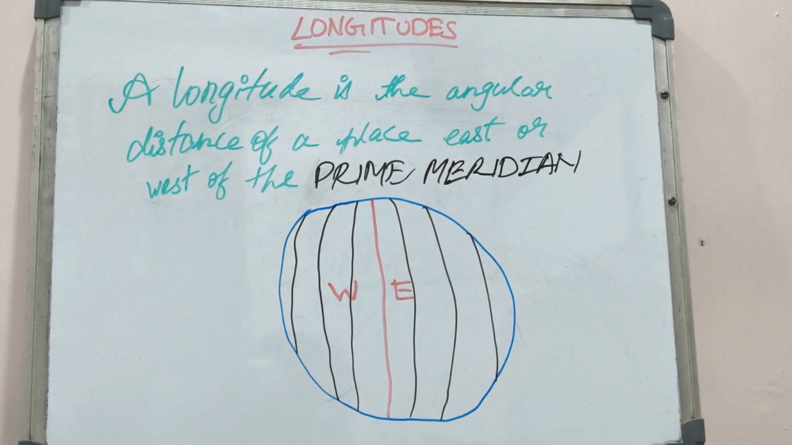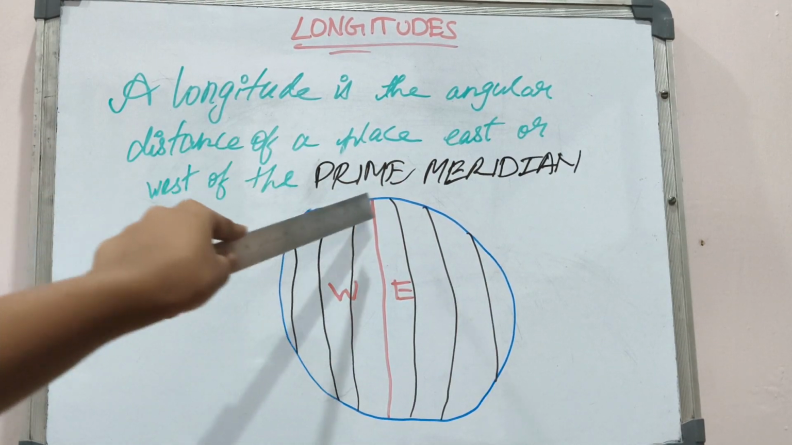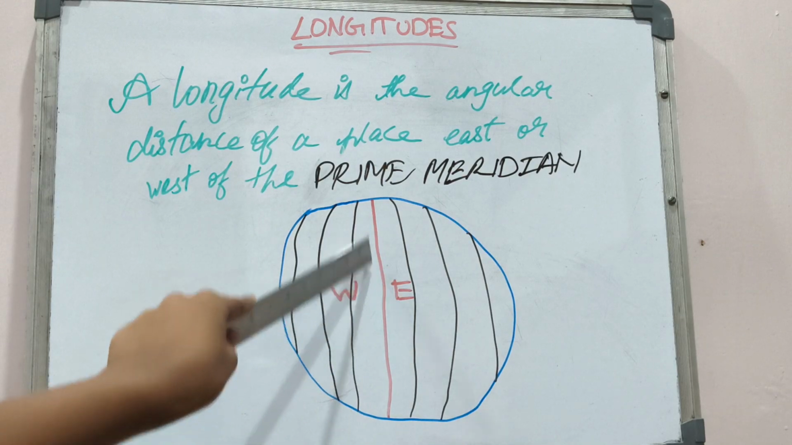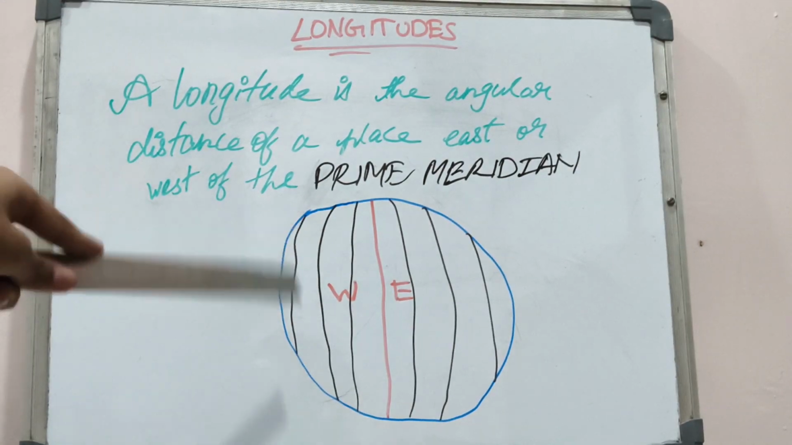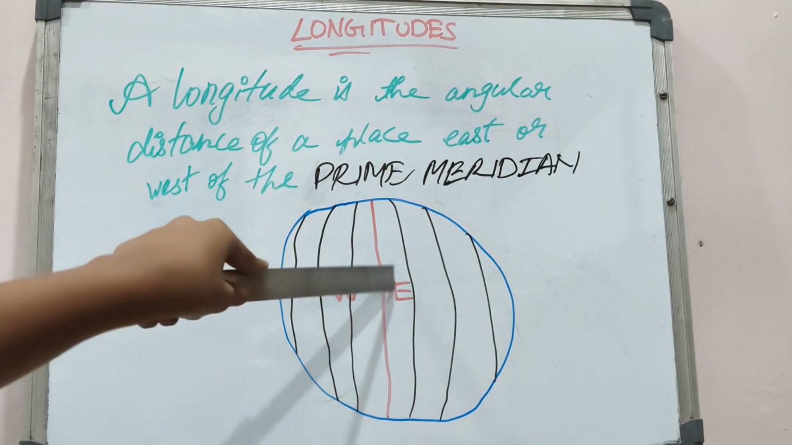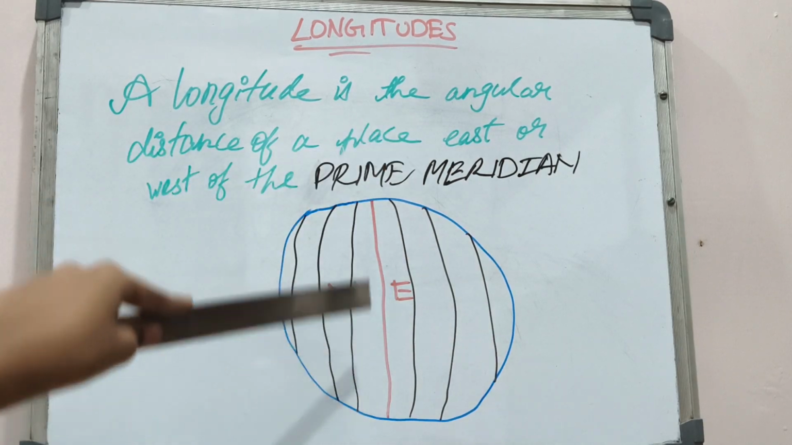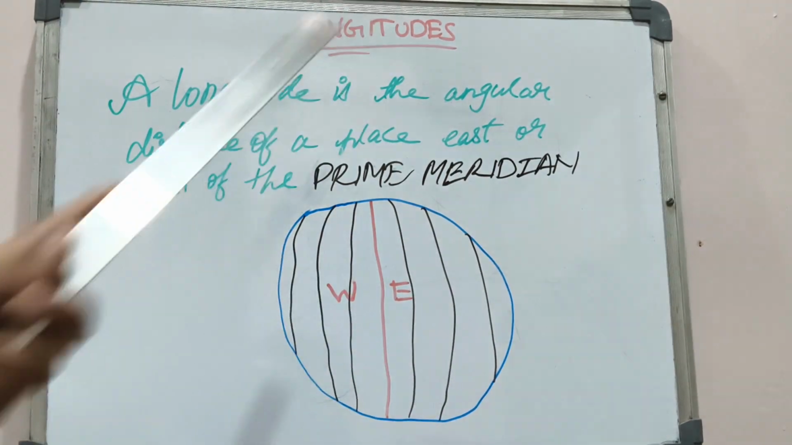To explain it to you in detail, I drew a globe. It is not perfect, don't mind. So this red line is one of the longitudes and is called the prime meridian. This prime meridian crosses Greenwich at London. And the value of this prime meridian is 0 degrees.